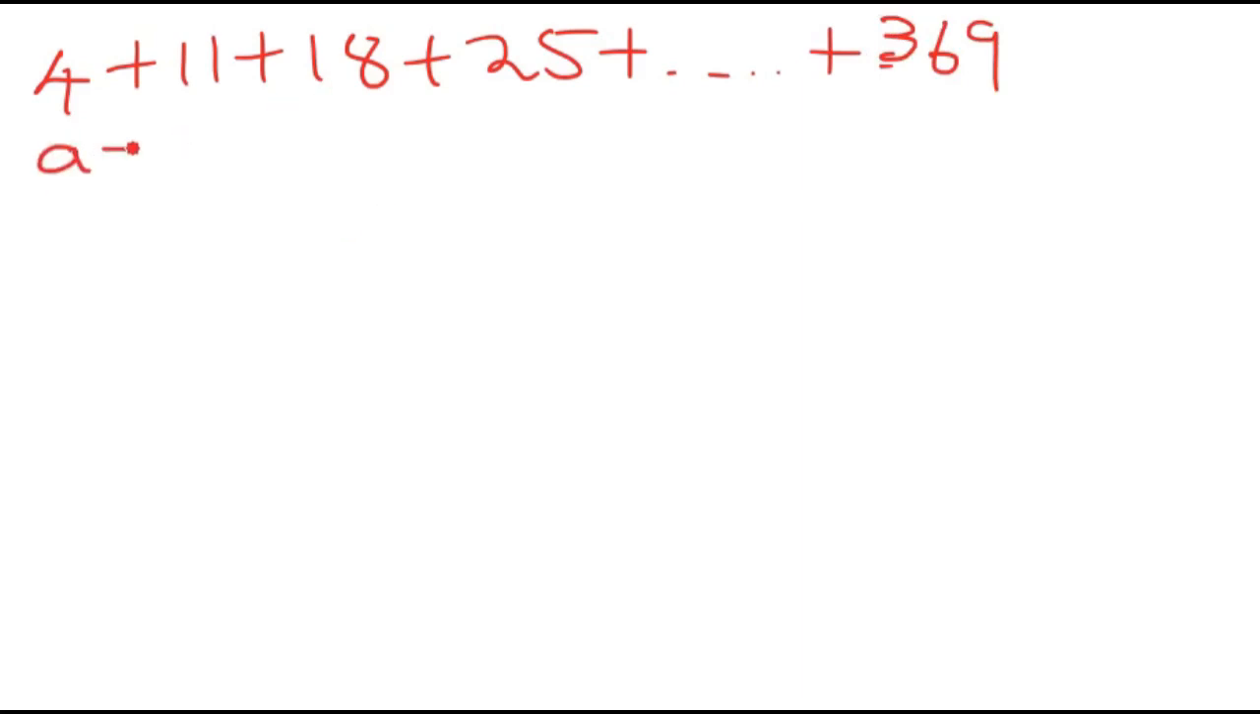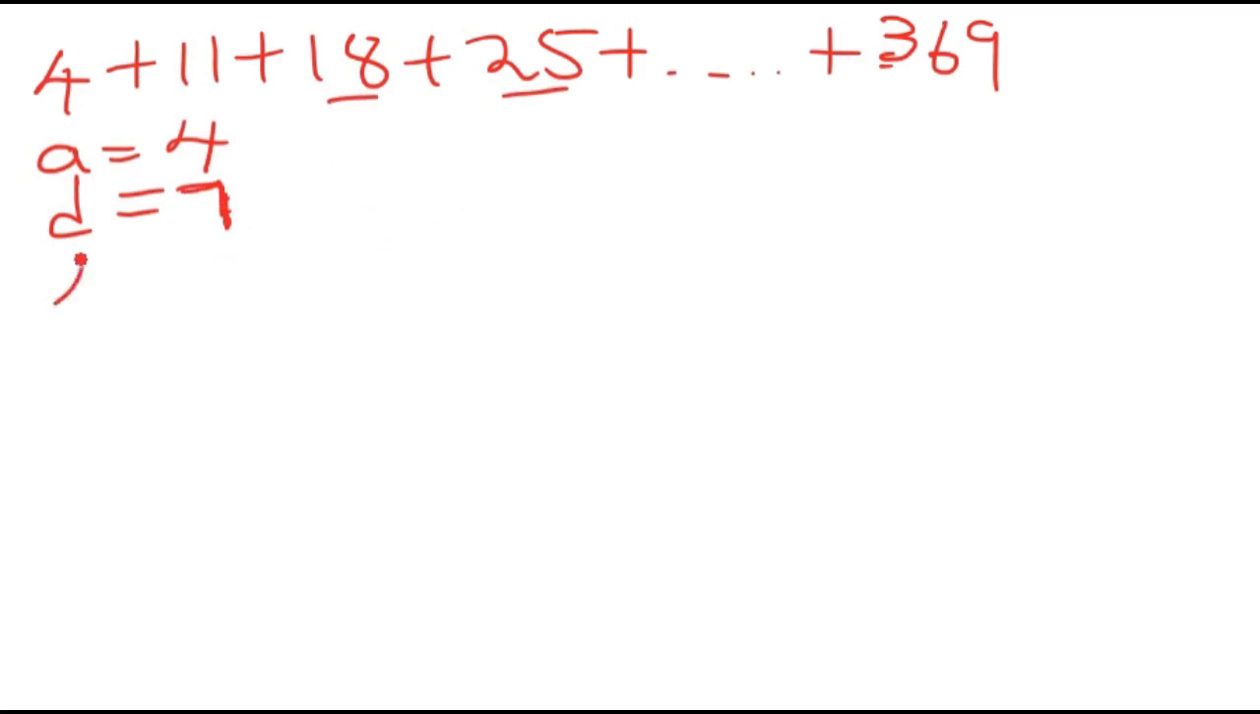Okay. You have your A, which is what? 4. Now, do we have a common difference? Let us check it out. If you say 11 minus 4, you get 7. If you say 18 minus 11, you get 7. If you say 25 minus 18, still you get 7. So 7, guys, is our common difference.